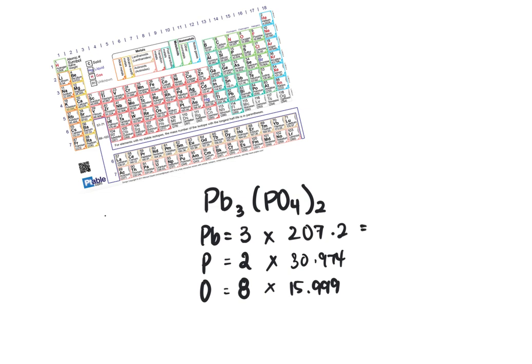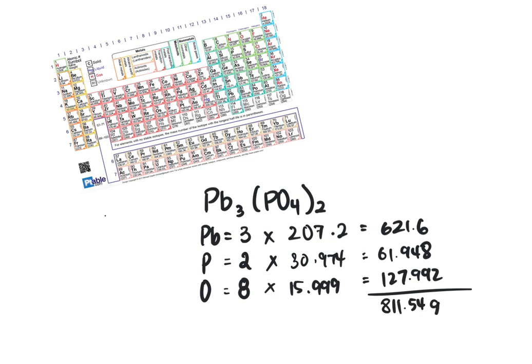So this is going to be 621.6. And then the next one is 61.948. Take note, I'm getting these numbers because I multiplied those things. And this is 127.992. If you add all of that, that gives you 811.54 grams per mole of lead 3 phosphate.